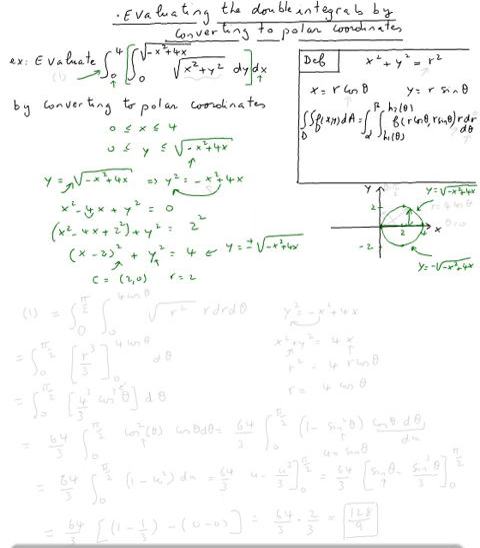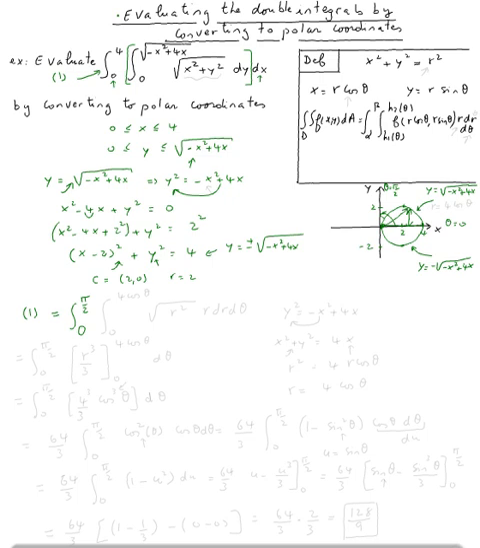So actually, to convert, let me call this integral 1. For integral 1, theta should go from here, which is 0, right, to pi over 2. It's going from here to here. So theta is going from 0 to pi over 2. But the radius is going from here to here. Don't confuse that. The radius is not going from 0 to 2.